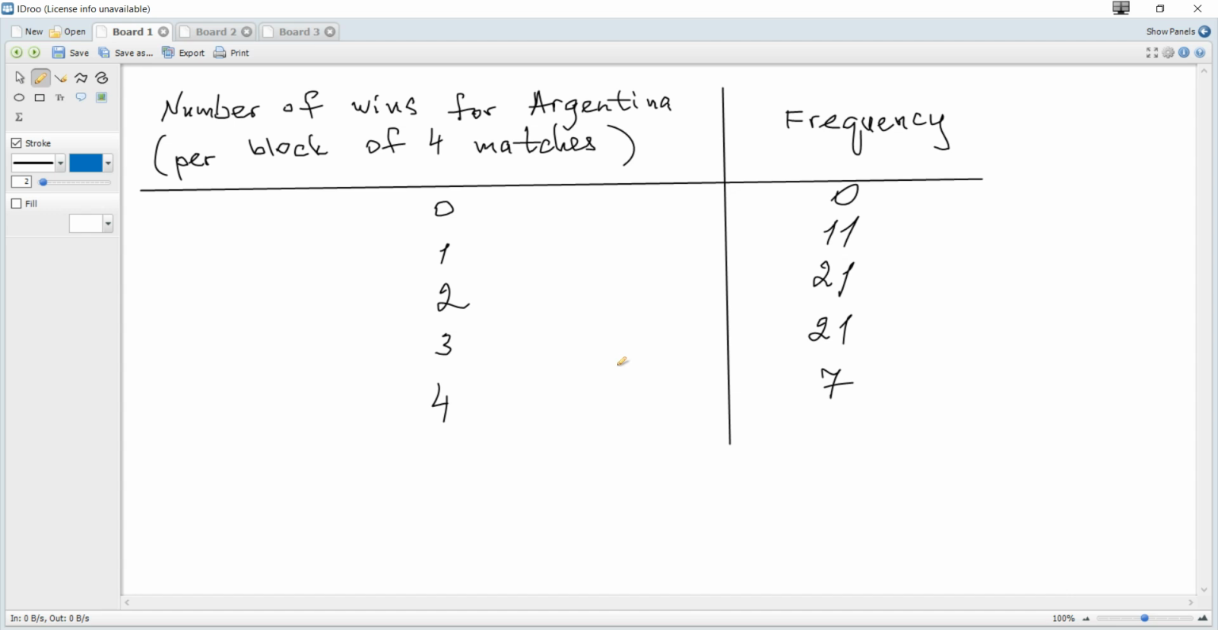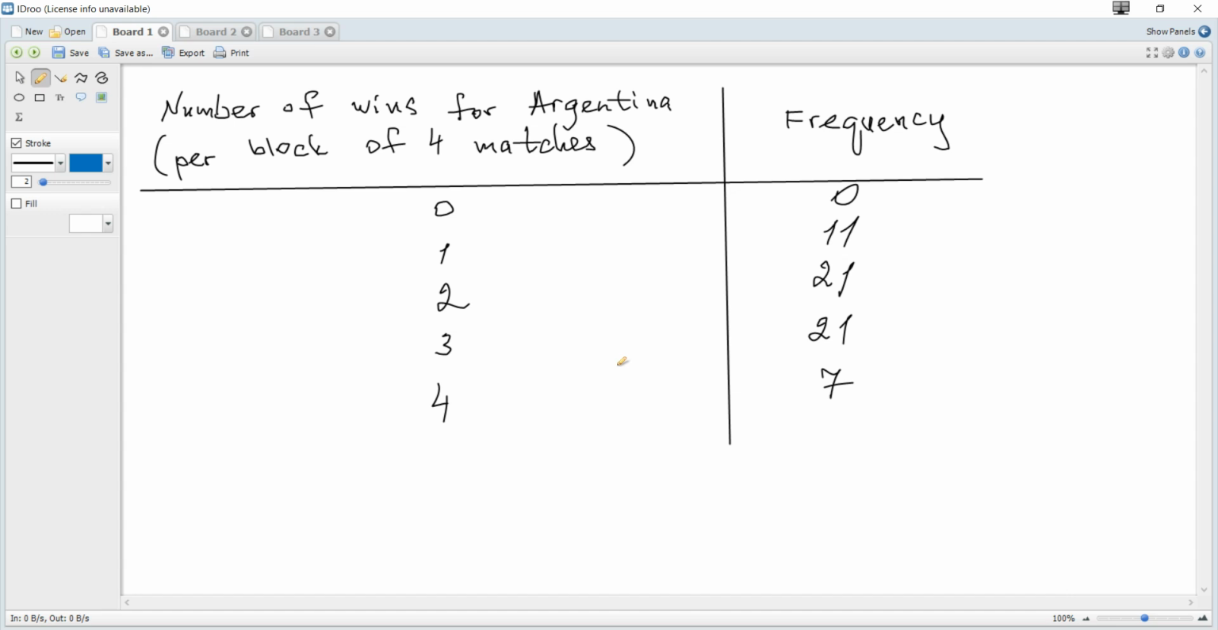He lists the results of the most recent 240 matches in which Argentina played in chronological order, then considers blocks of 4 matches at a time. He counts how many times Argentina has won in each block. The following table shows his results for the 60 blocks of 4 matches.